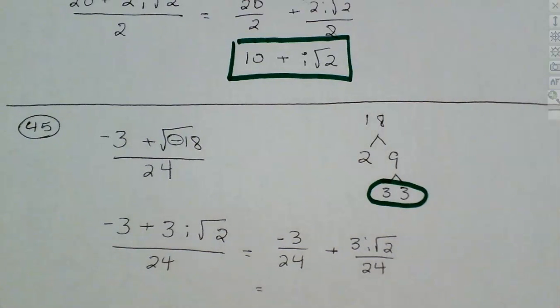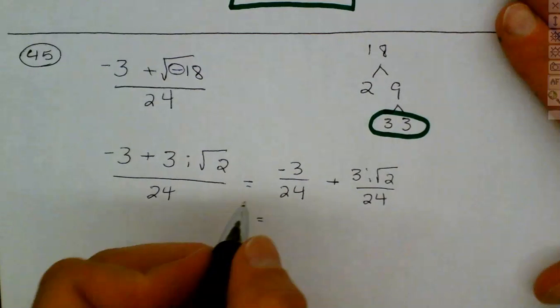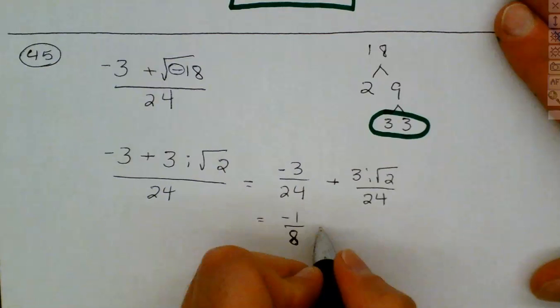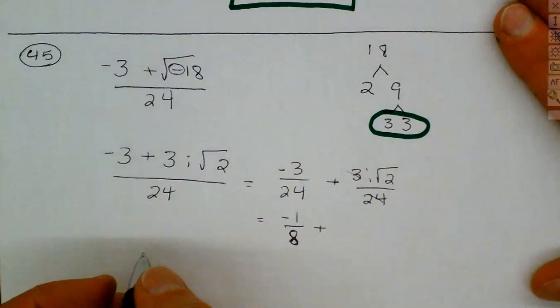And 3 out of 24. Well, 3 out of 24, what would that reduce down into? When we break it down, that's going to reduce it down into 1/8, right? Because 24 has a 3 in it. So that's going to reduce that down to a minus 1/8 there. That's the real part. And then what about the imaginary part? Same thing here. It's going to leave you with an 8.